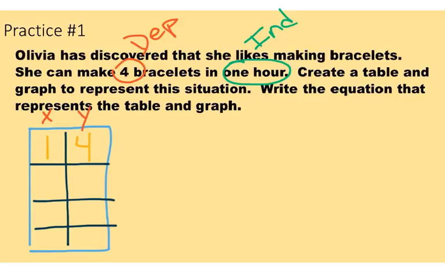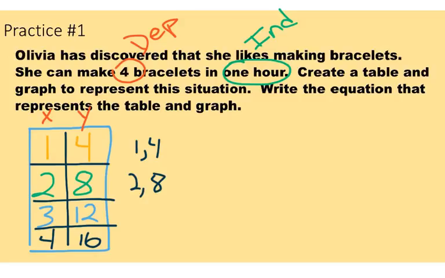Okay, so we're going to input 1 hour, we get 4 bracelets. If we input 2 hours, so we've doubled the hours, therefore we're going to double the bracelets. And what if we triple the hours? Let's say we've gone from 1 to 3 hours, then we would triple the quantity of bracelets, so that would be 12. And what if we say 4 hours? Well, in 4 hours she would make 16 bracelets. So here we have our table, and of course this is also our ordered pairs, our input and our output: 1, 4; 2, 8; 3, 12; and 4, 16.